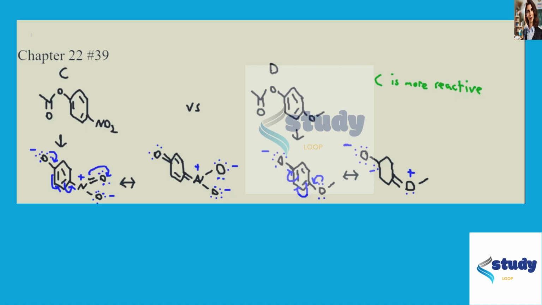Whereas in molecule C, like I said, we can delocalize the negative charge on that oxygen across the NO2 group, and that is a stabilizing effect. And so that is the reason that C is more reactive than D. And that's the answer to Chapter 22, problem number 39.